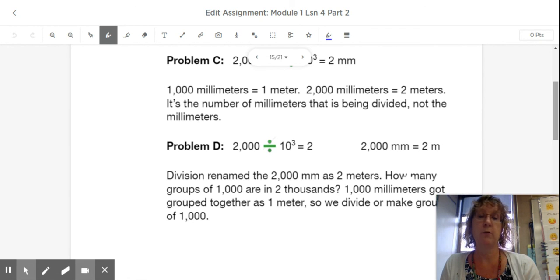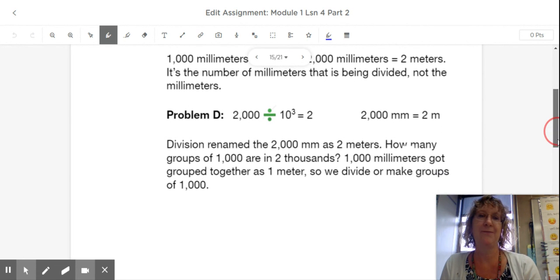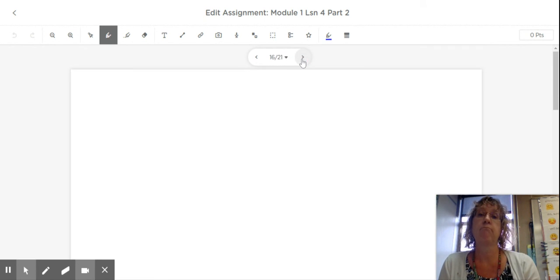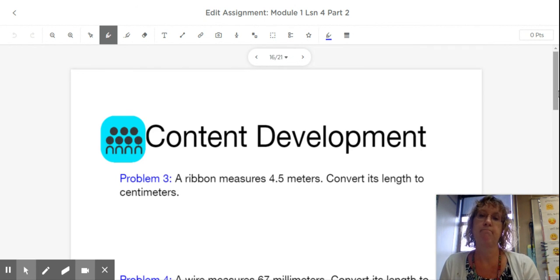That analogy falls apart. Sorry, friends. But if I divide them into 1,000 little bits, I'm still keeping all the bits together to get my 2 cookies. Division renamed the 2,000 millimeters as 2 meters. How many groups of 1,000 are in 2,000? 2. 1,000 millimeters got grouped together as 1 meter, so we divide or make groups of 1,000, right? It's just like if we were dividing up cookies. It's just bigger numbers. Right?